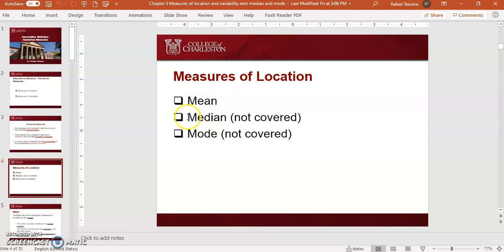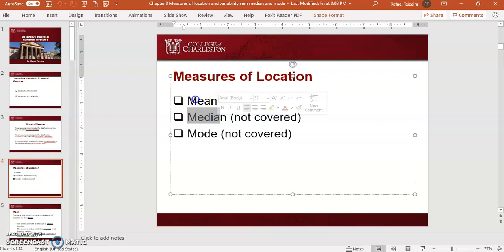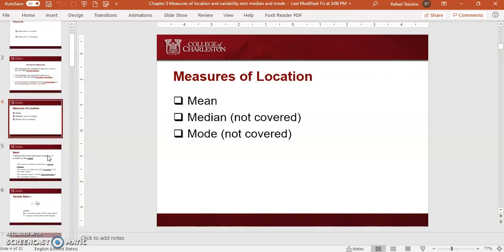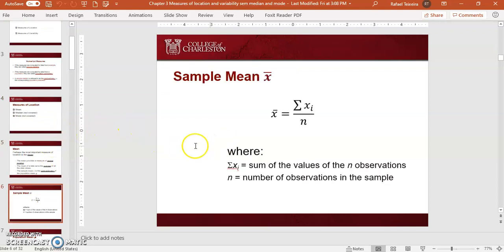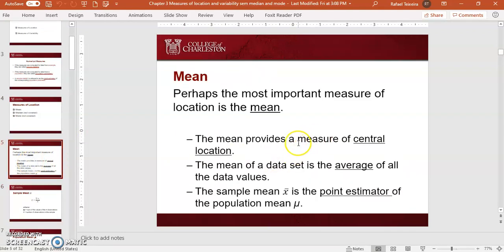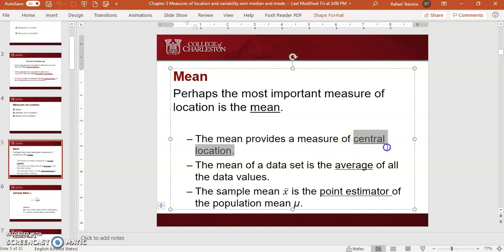We're not gonna cover median and mode because the mean is the one that is more important for us in this class. So the mean provides information about where most values are located. This is also known as a measure of central location.